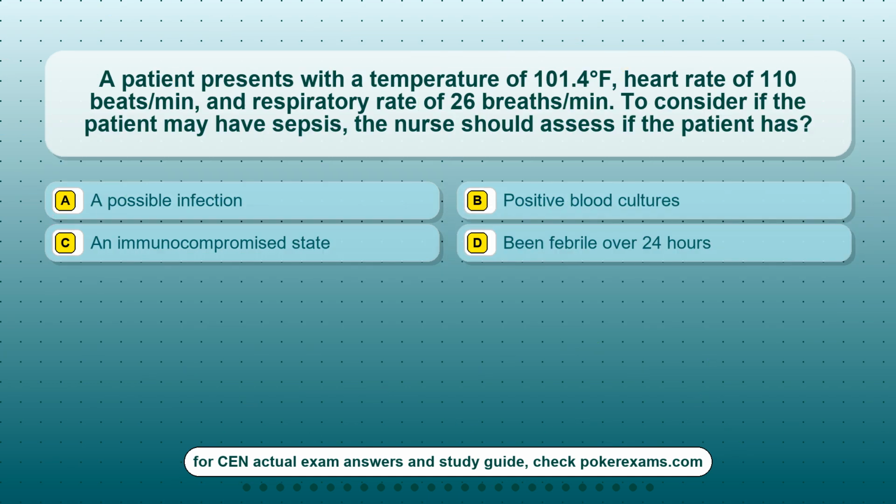Question 8. A patient presents with a temperature of 101.4 degrees Fahrenheit, heart rate of 110 beats/min, and respiratory rate of 26 breaths/min. To consider if the patient may have sepsis, the nurse should assess if the patient has option A, a possible infection, option B, positive blood cultures, option C, an immunocompromised state, option D, been febrile over 24 hours.